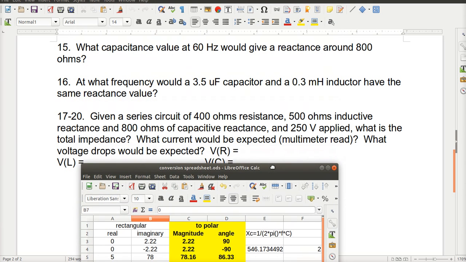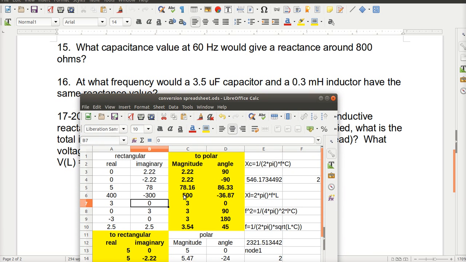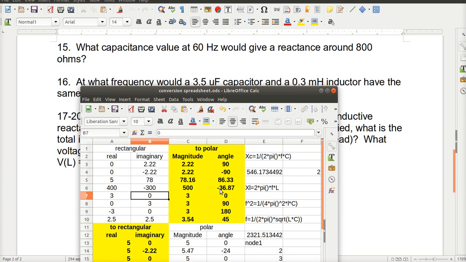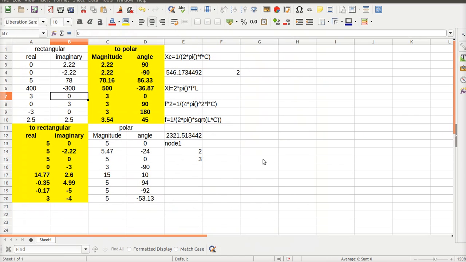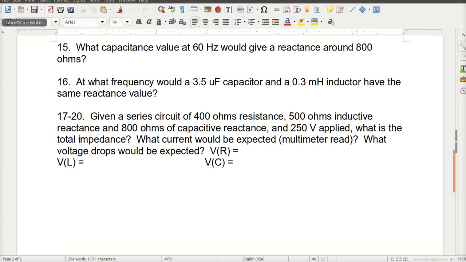So what current would be expected? I've got 250 volts applied and I've got 500 ohms of impedance. So my current should come out to be about a half an amp, and it will have an angle of positive 37 degrees. So I will have a current that is 0.5 at an angle of positive 37 for that problem right there. And I can bolden them, I guess. That's my current for this one.